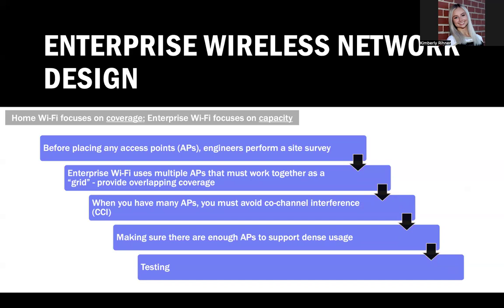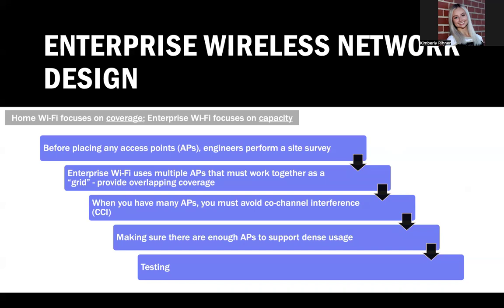And then next there is consideration of AP placement. Enterprise Wi-Fi uses multiple APs that must work together as a grid. So, placement is essentially to provide overlapping coverage so users can roam without dropping connections. There are also certain rules for placement, including APs should not be too close to each other or too far apart. And then there's consideration about the height.